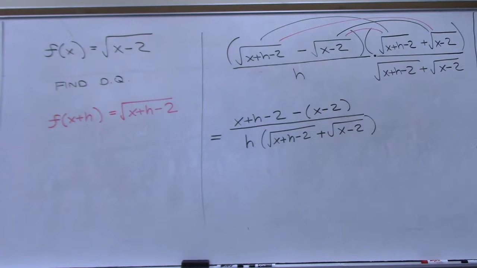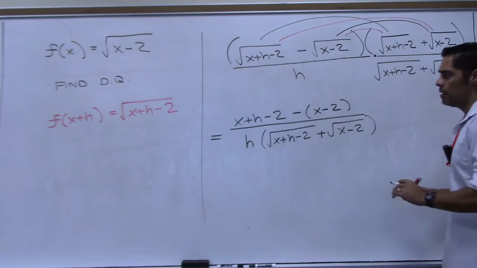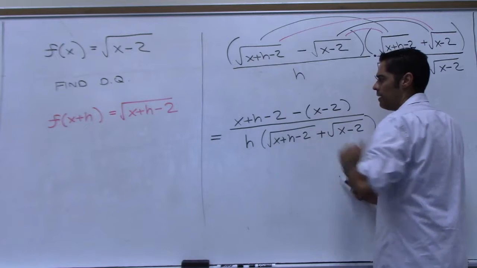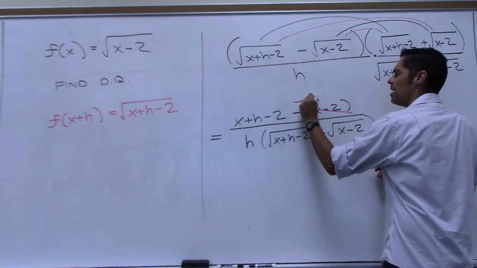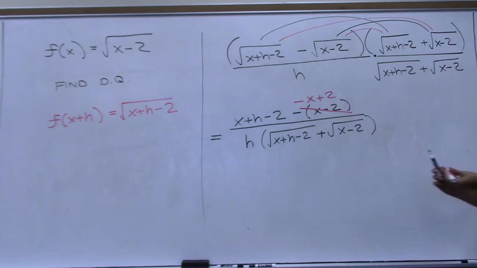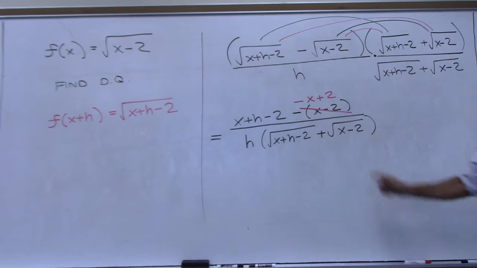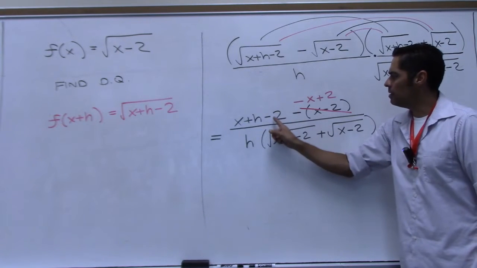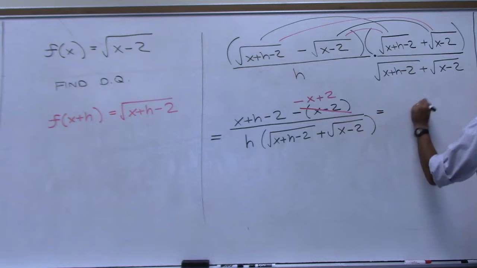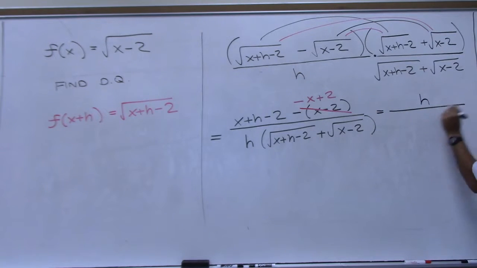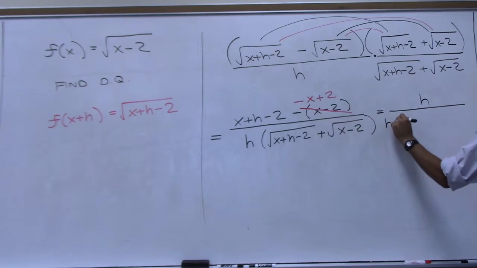You can cancel a lot of stuff out here, watch. Now you can't cancel this h yet, right? You have to first do some algebra. This expression becomes minus x plus 2, doesn't it? And now the x's and the 2's cancel, right? x take away x, negative 2 plus 2. The only thing left up there is h. And now at this point, you'll be able to cancel that h.